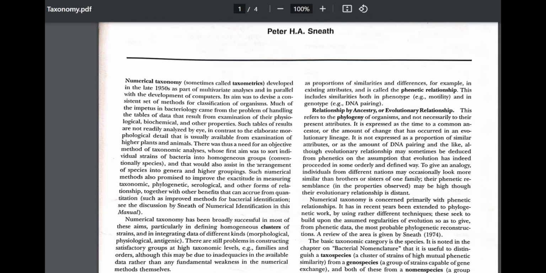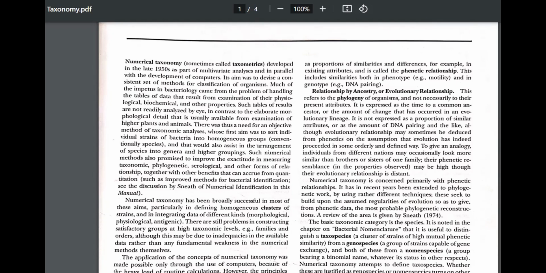So what we talk about is the phylogenetic relationship of organisms. It comes to relationship by ancestry or evolutionary relationship. That is what phylogeny is. Now when it comes to the methods to find out the relationship between organisms, you need to find out how connected they are, how related they are. And to understand the relation, you need to know the similarities or dissimilarities between them.